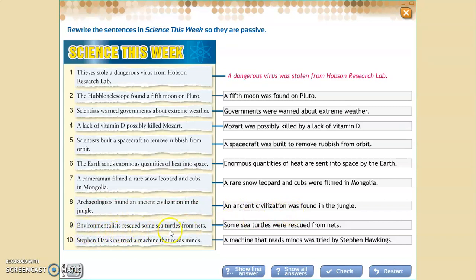Environmentalists rescued some sea turtles from nets. Some sea turtles were rescued from nets. And the last one, number 10. Stephen Hawking tried a machine that reads minds. A machine that reads minds was tried by Stephen Hawking. Okay, so I'm going to click on check, but we know that the book has different opinions. So let's roll the dice. Why not?